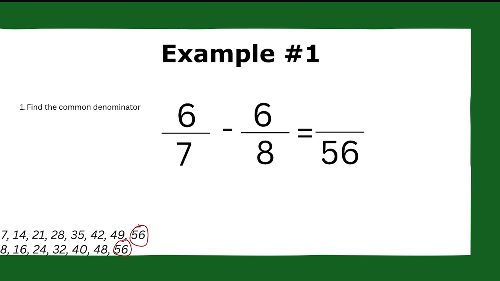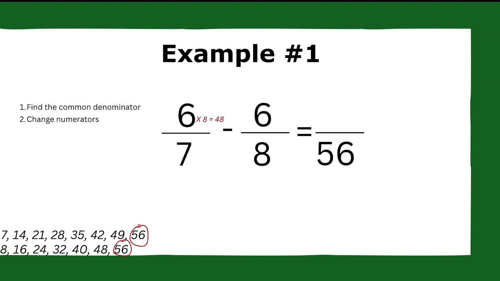Now, my second step is to change the numerators. To do this, I look at how many times I had to change the denominator of each fraction to find that common denominator. Looking at 6 over 7, I had to multiply 7 by 8. So 7 times 8 equals 56. Now I'm going to do that to the numerator, so I do 6 times 8, and I get 48. So that's my new numerator for the fraction on the left.